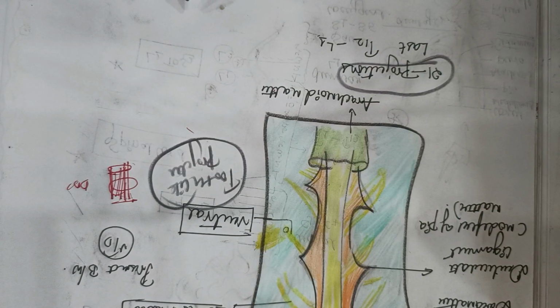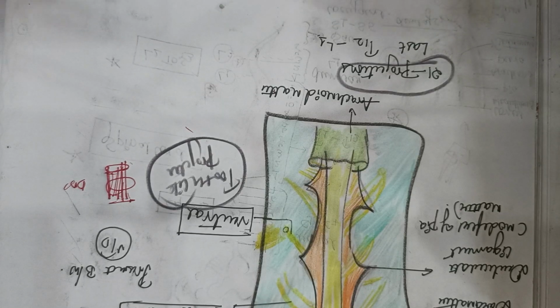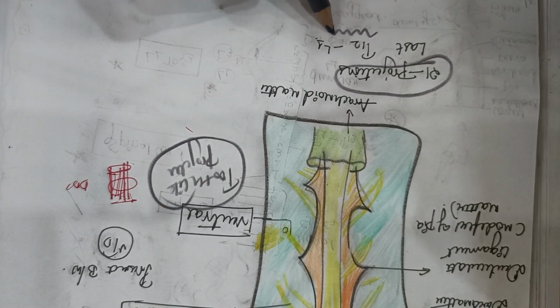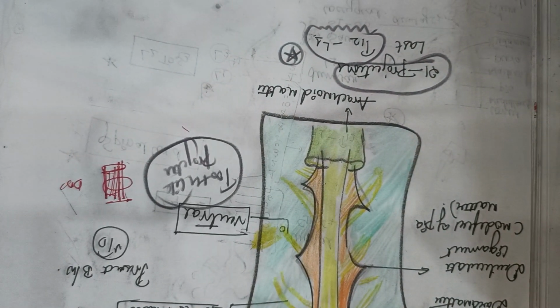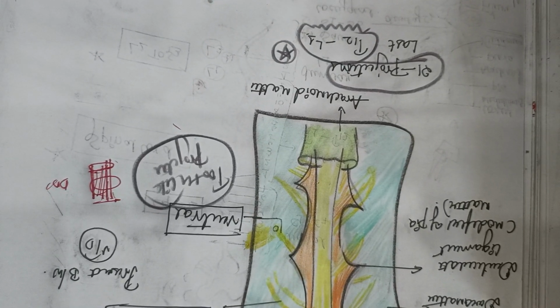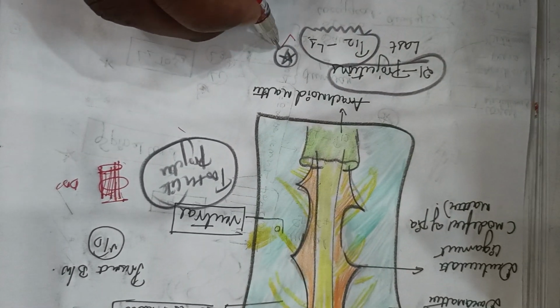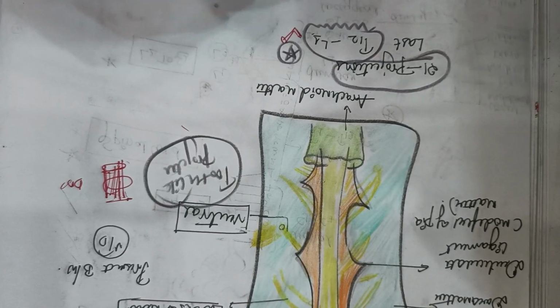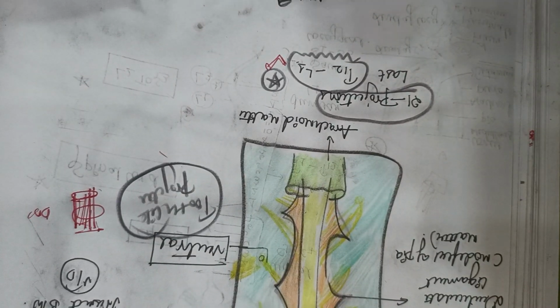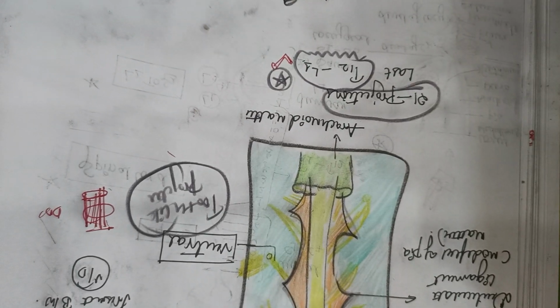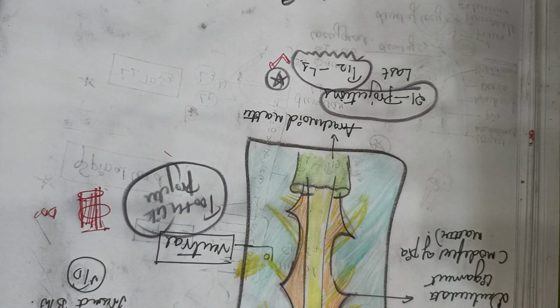They may ask, you have 21 projections, but at what level is the last projection seen? The last projection is seen at the level of T12 to L1. So that's the point: T12 to L1. This is the last projection, seen at T12 to L1.